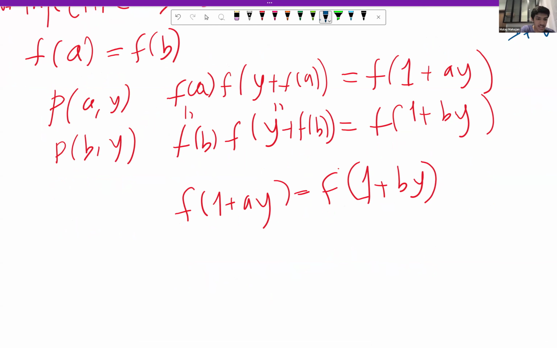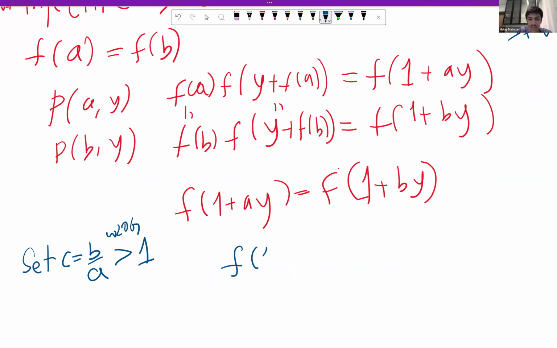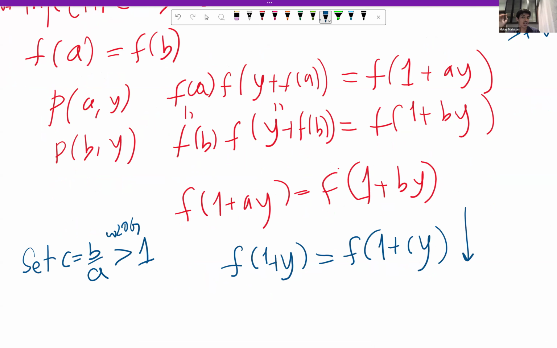Okay, so now what you do is it's just a small thing. You set c as b by a, and without loss of generality, assume c is bigger than 1. Otherwise, just take a by b. And from this equation, you now write it as f of 1 plus y is f of 1 plus cy. So is this clear to everyone so far?